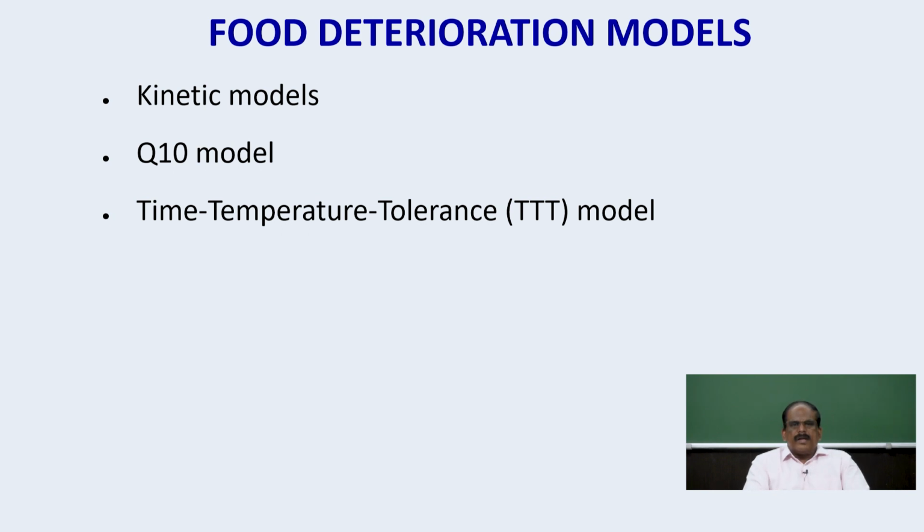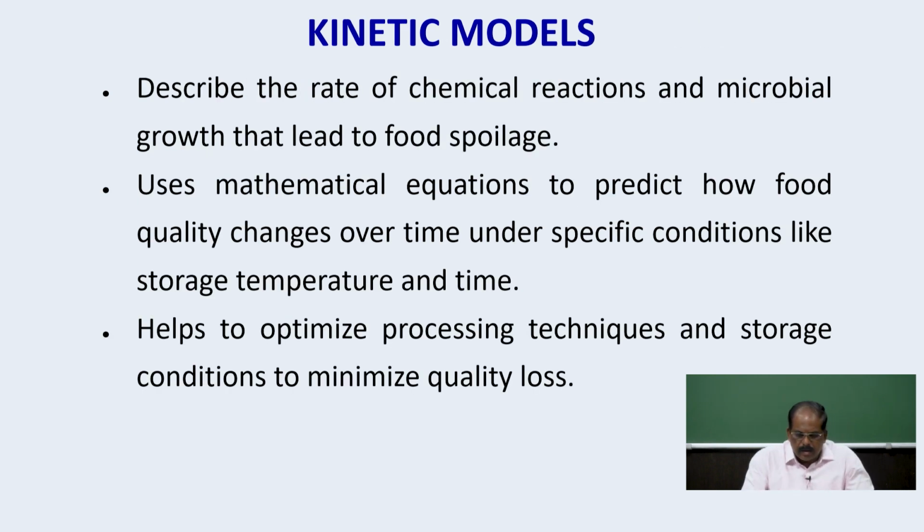Let us see the different types of food deterioration models: kinetic model, Q10 model, and time temperature tolerance model, which is called T model. So let me explain each model. First, let us see the kinetic model.